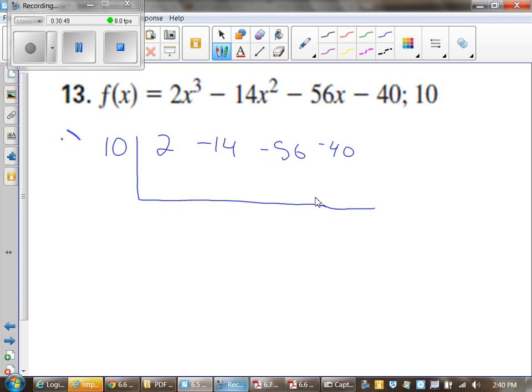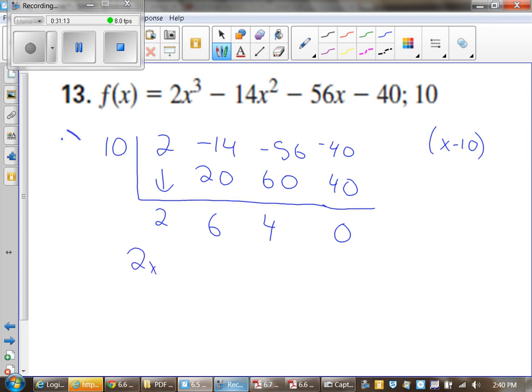So if 10 is my 0, that meant my term would have been x minus 10. So I'm just going to leave that over here for right now, so remember to put that in. Drop 2. Now I have 2x squared plus 6x plus 4 and an x minus 10 all equals 0. If you look at it, it's like long division, but backwards and upside down.